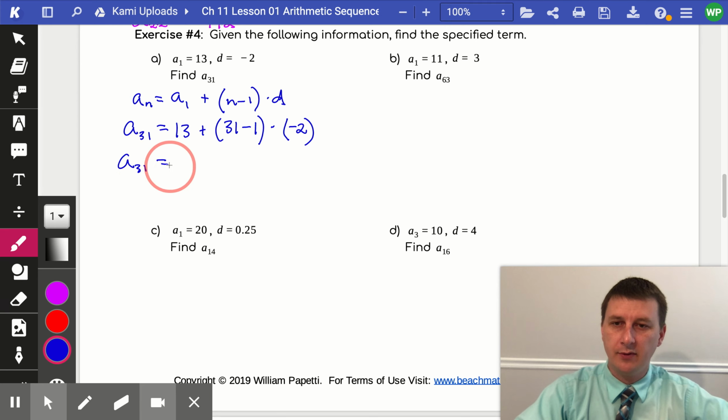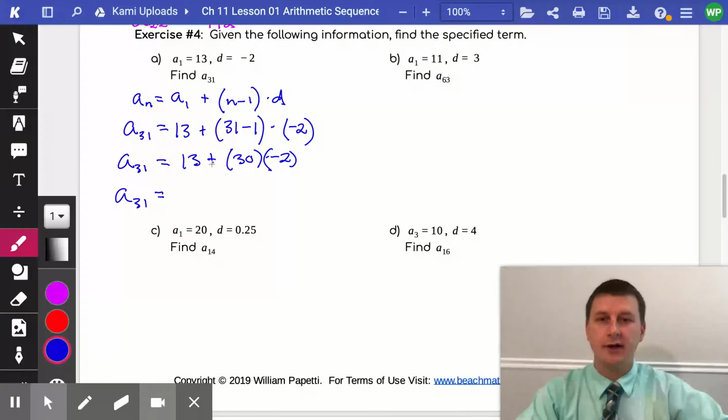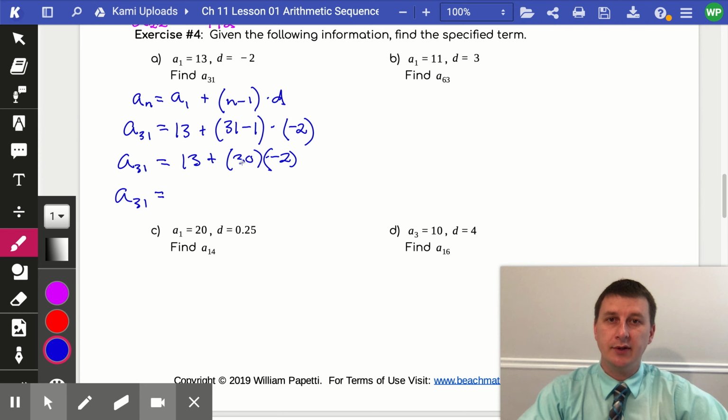So we have a sub 31 is equal to 13 plus 31 minus 1, which is 30, times negative 2. And then we can simplify all of that in one step. I don't think two steps are necessary. Negative 2 times 30 would give me negative 60. And negative 60 plus 13 would give me negative 47. So we know that our 31st term is negative 47.